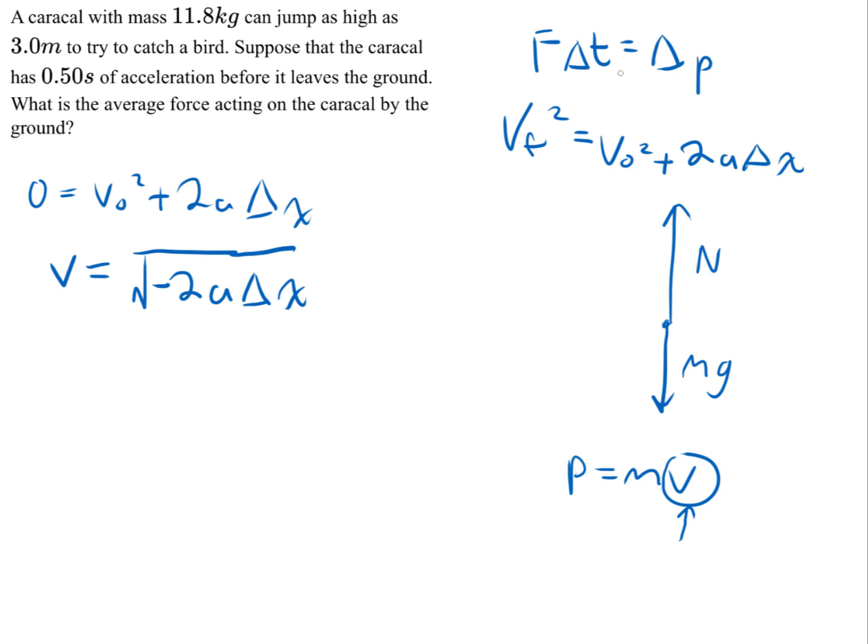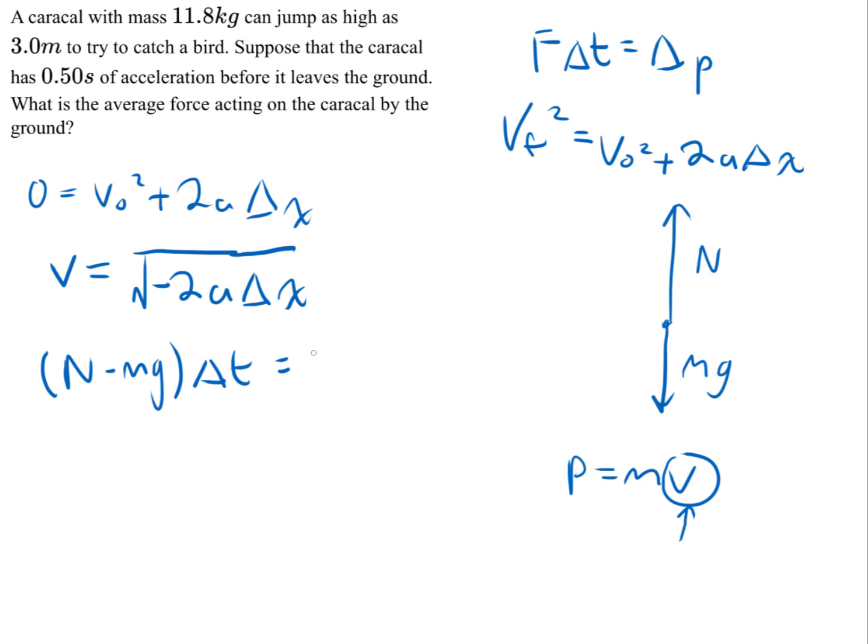Now we can figure out the second part by finding the average force. So we're going to use this equation right here. The force times the time interval is equal to the change in momentum. So the force is simply the normal force minus the force of gravity. You can see that in the free body diagram right here. So the normal force minus the force of gravity times the time interval is equal to the change in momentum.